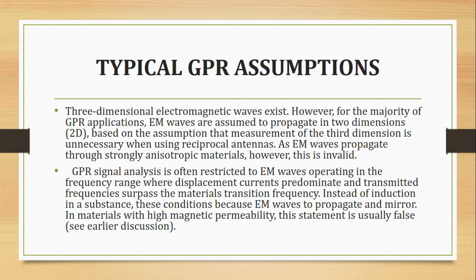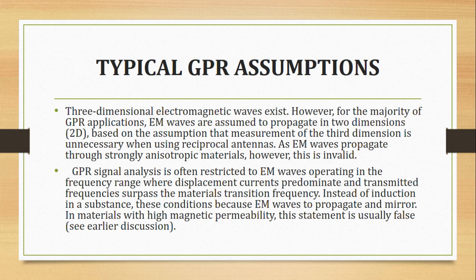Typical GPR assumptions. Three-dimensional electromagnetic waves exist. However, for the majority of GPR applications, EM waves are assumed to propagate in two dimensions, based on the assumption that measurement of the third dimension is unnecessary when using reciprocal antennas, as EM waves propagate through strongly anisotropic materials. However, this is invalid.